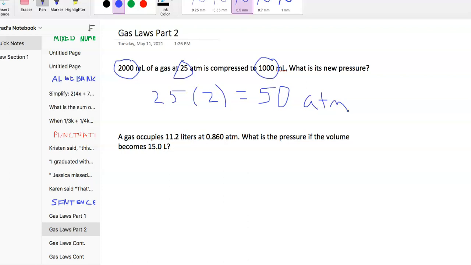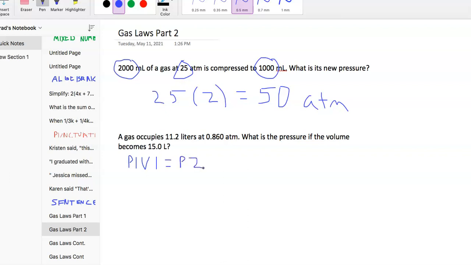A gas occupies 11.2 liters at 0.860 atm. What is the pressure if the volume becomes 15 liters? For this equation, we need to know the relationship between pressure and volume first. I should have written this in first, but we have P1 V1 equals P2 V2.